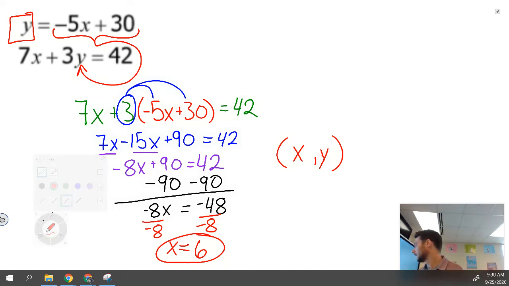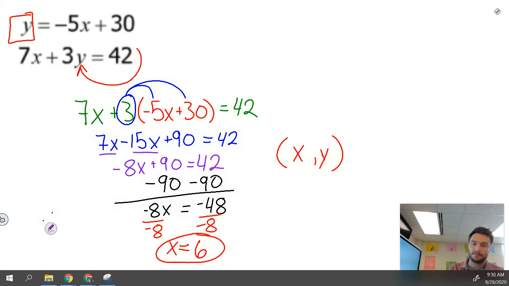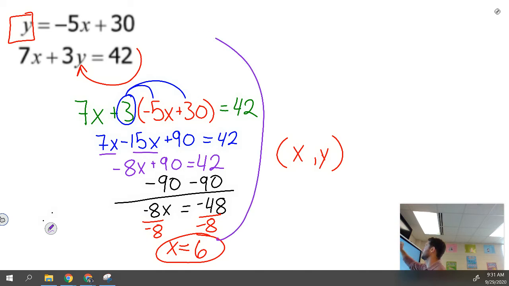We'll take this 6. And the easiest place it'll probably be to plug it in is where you solved for the y, because it's already solved. So then we'll just have to do the right side, and it'll already be equal to y. So that's great. So we'll plug it in here. Almost always the easiest spot to plug that in, if I do so.